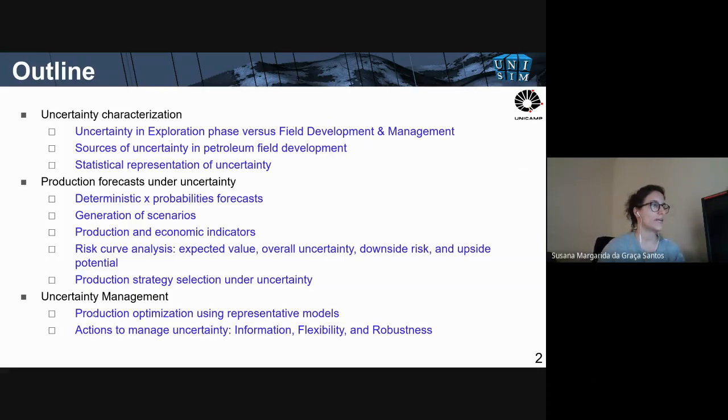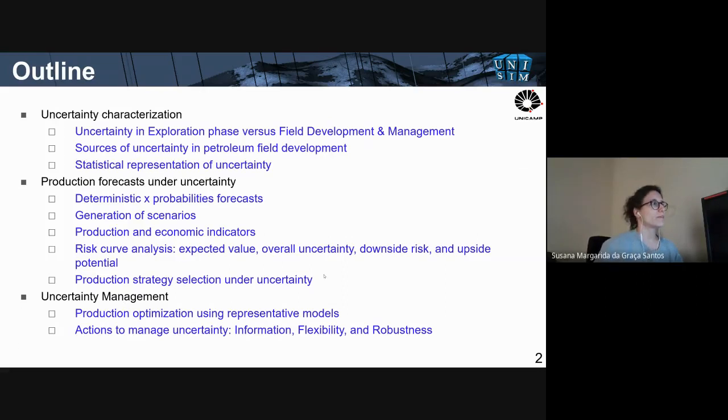And in this last part, we're going to talk a little bit about what we call representative models. Maybe you have seen that also in the previous lectures. And we're going to talk about the three key actions we have to manage uncertainty, okay? We have information, flexibility, and robustness, okay? And you will see that sometimes I use words that are a bit different from those that you see maybe in other papers. We always talk about managing uncertainty, not mitigating uncertainty. And we're going to see why I don't say mitigate uncertainty, but manage uncertainty, okay? Sometimes the words we use are important, okay?